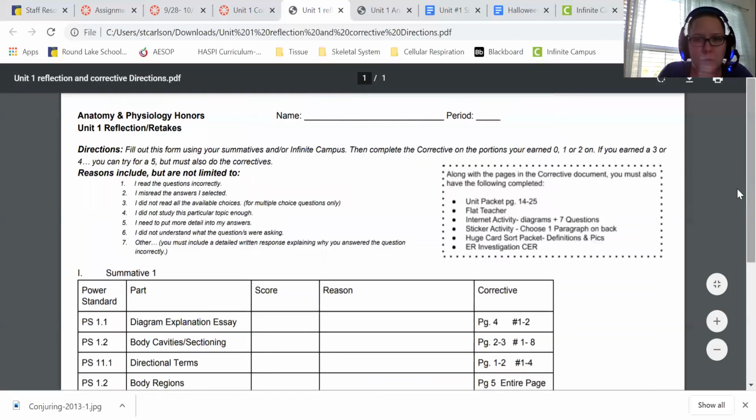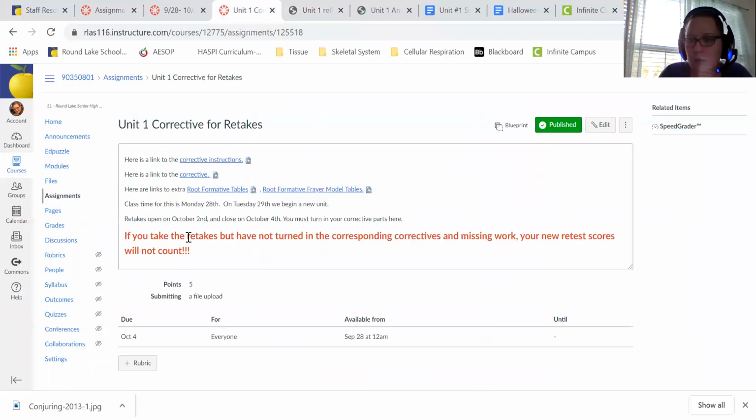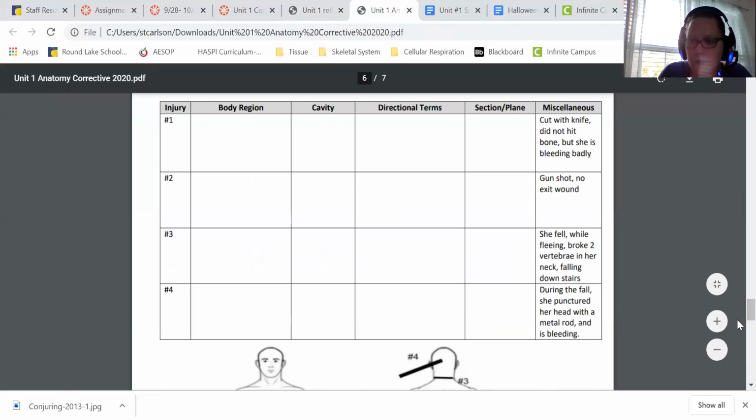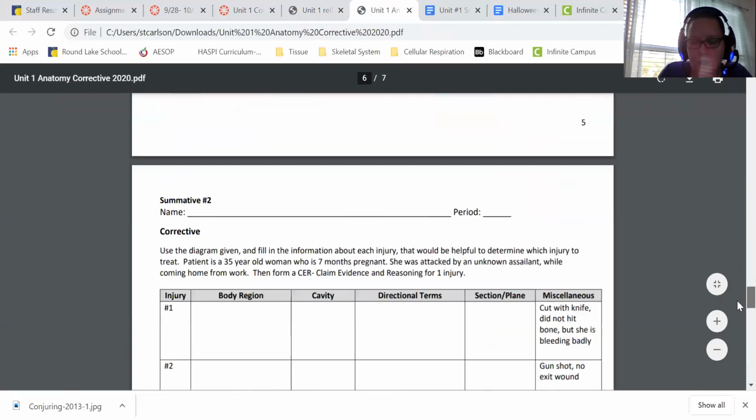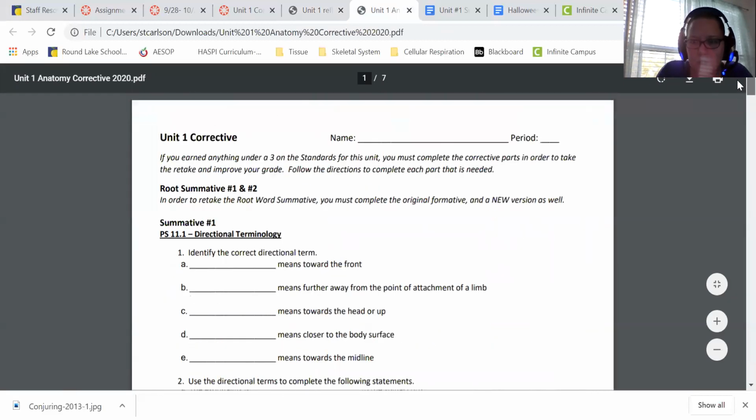Last but not least, I wanted to show you what that corrective assignment looks like. So again, if I'm in the assignment here, the instructions is what we just went over. The corrective is right here. I click on that link and you get this document, okay? It is 7 pages long. Again, you don't have to do the whole thing. Just do the part that you need to do for the retake that you're doing.